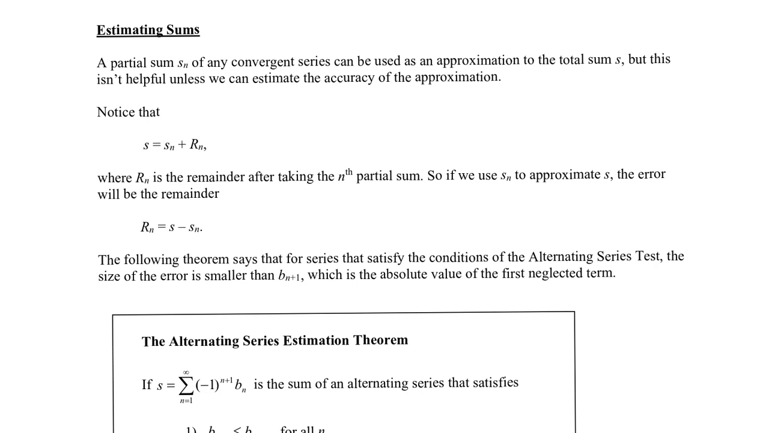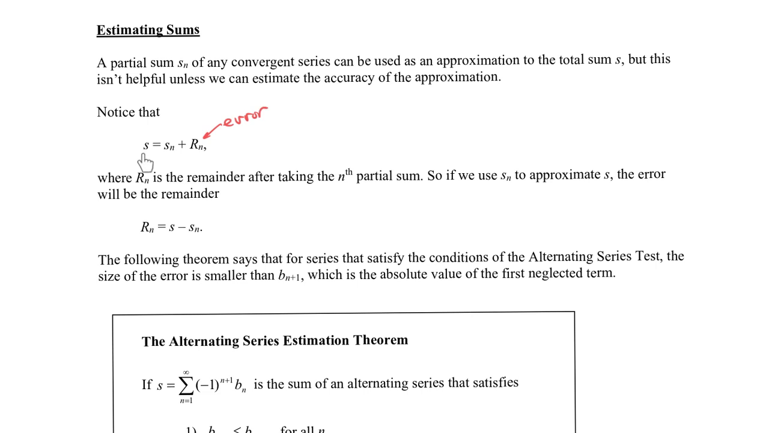So we've got a partial sum. Remember partial sums, like the sum of the first n terms. A partial sum of any convergent series can be used as an approximation to the total sum S of the series. But this isn't helpful unless we can estimate the accuracy of the approximation. Notice that the actual sum is equal to the partial sum of the first n terms plus the remainder, whatever's left after we added up the first n terms. So the remainder is kind of like the error. You can think of the remainder as the error.